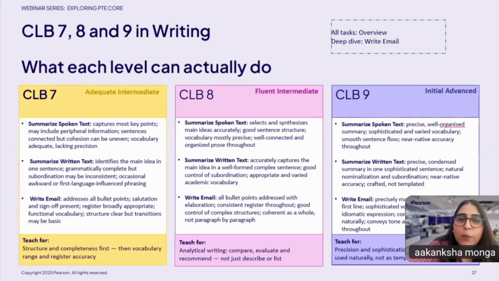So once again, let's do a quick overview. What each level can actually do in terms of these 3 questions for summarize spoken text, summarize written text, and write email. This is your reference slide again for all 3 across the 3 levels. Keep this slide as a resource, please.